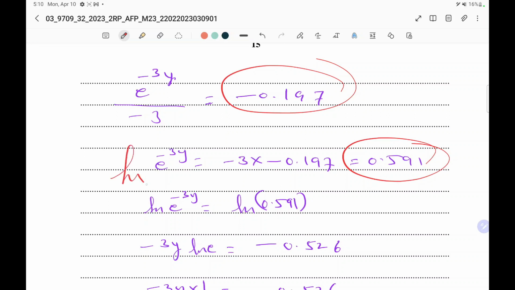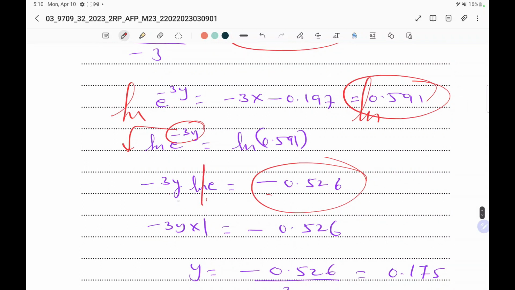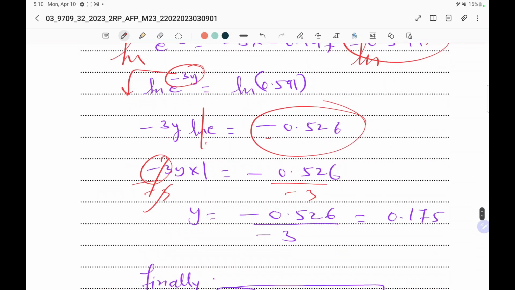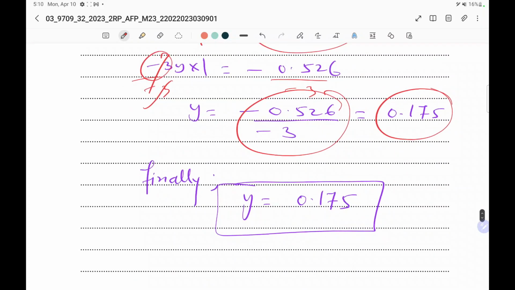Now apply ln here and ln here. So this e to the power minus 3y will come here, ln e, and here you will get some value. ln e is always 1, so divide by minus 3. This cancels. Here you will get 0.175. So y is 0.175.